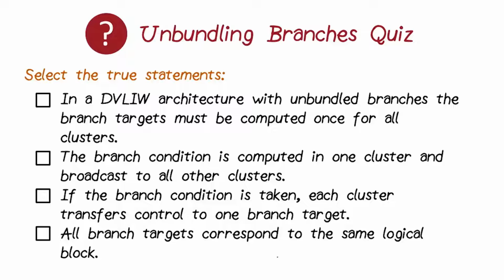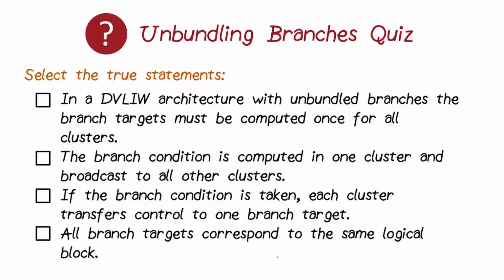And we are encountering a branch as an execution, and therefore at that particular point, what do we need to do as far as the different clusters are concerned? Remember, the branch will execute on one of the clusters. So the question asks you, what is the intended outcome here and what do we need to do in terms of implementing this branch? Please mark the following statements as true. The first statement is, in a VLIW architecture with unbundled branches, the branch targets must be computed once for all clusters. The second statement is, the branch condition is computed in one cluster and broadcast to all other clusters.